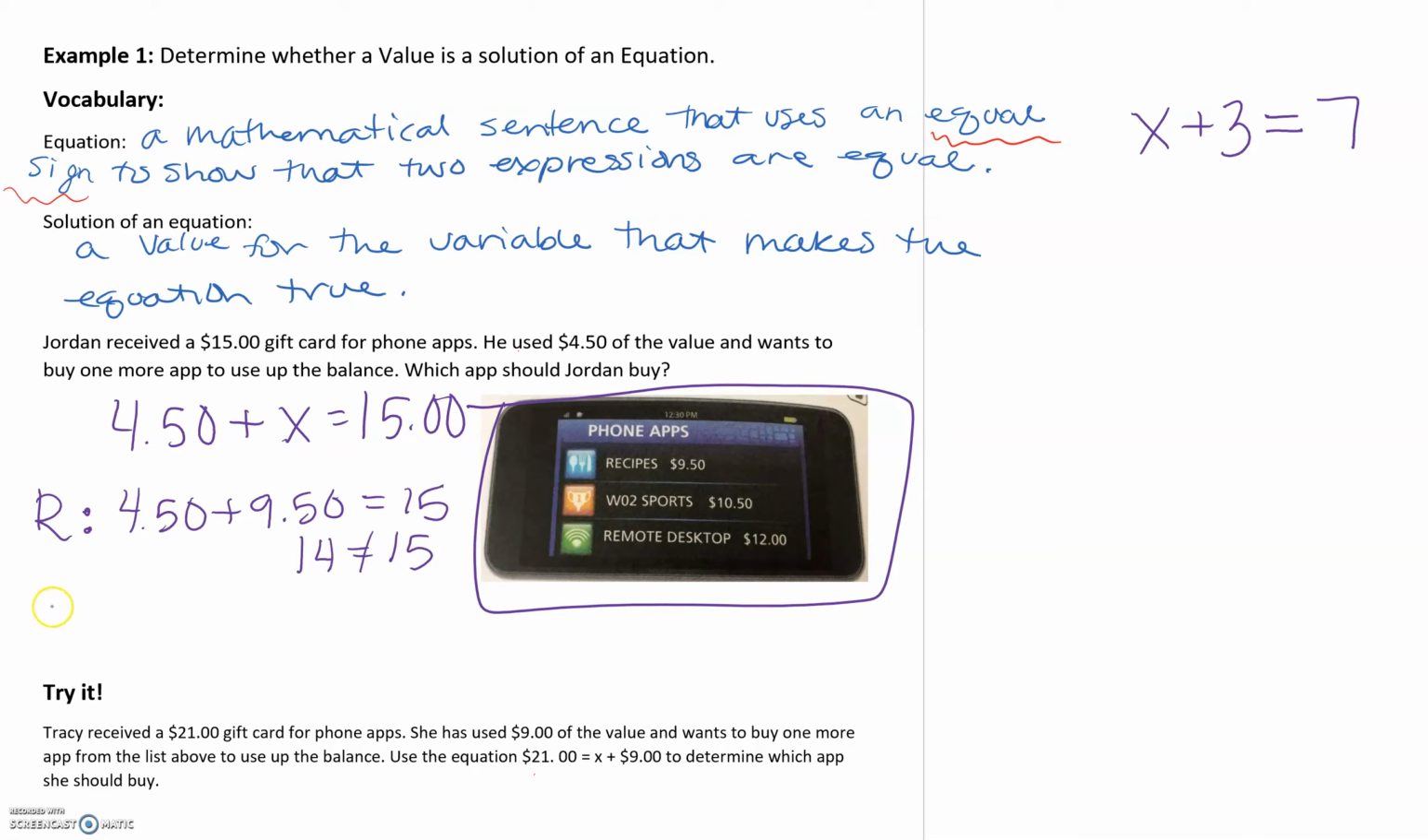All right, so let's look at the sports app. Okay, so my sports app here, I have again $4.50 plus I have the $10.50, and I want to see if that equals 15. So I'm going to take my 4.50 plus my 10.50 and see if that equals 15, and it does. Okay, so to use up his gift card, Jordan can buy the sports app here. But let's go ahead and just try the remote desktop, even though I think we found our answer.